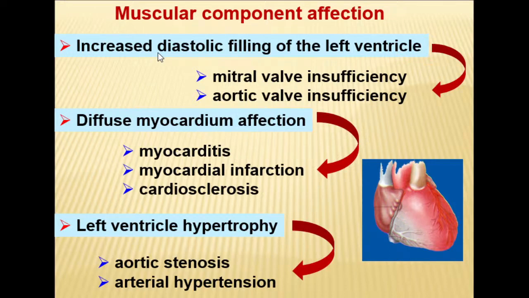tricuspid valve insufficiency or tricuspid regurgitation due to damage of the valvular component. We can speak about tricuspid regurgitation or pulmonary regurgitation when the right ventricle is overfilled with blood, and we are talking about pulmonary trunk stenosis or hypertension and less circulation due to hypertrophy of the right ventricle.